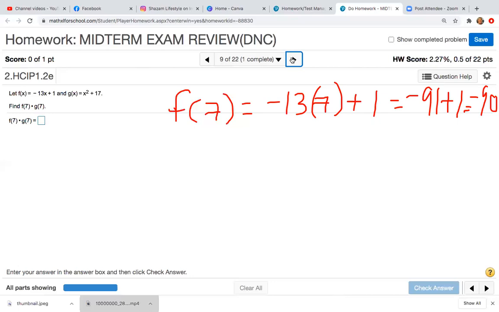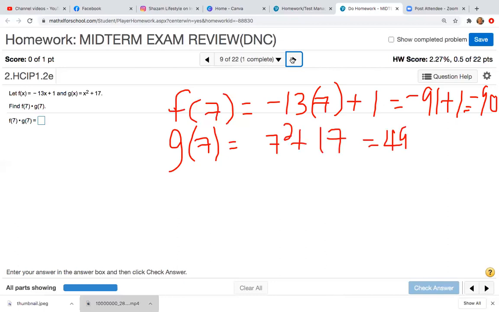And I'm also going to calculate the value of g of 7 by substituting 7 into the second function, the g of x function. So 7 squared, that's 49, plus 17. So 49 plus 17 is going to give you 66, okay?